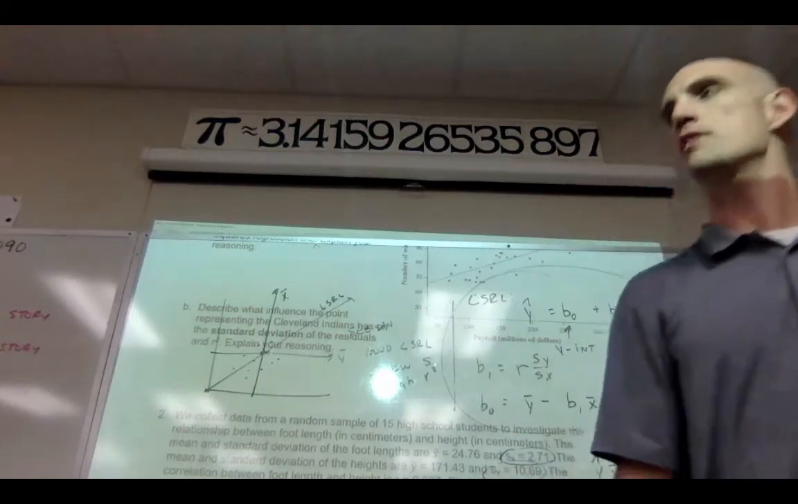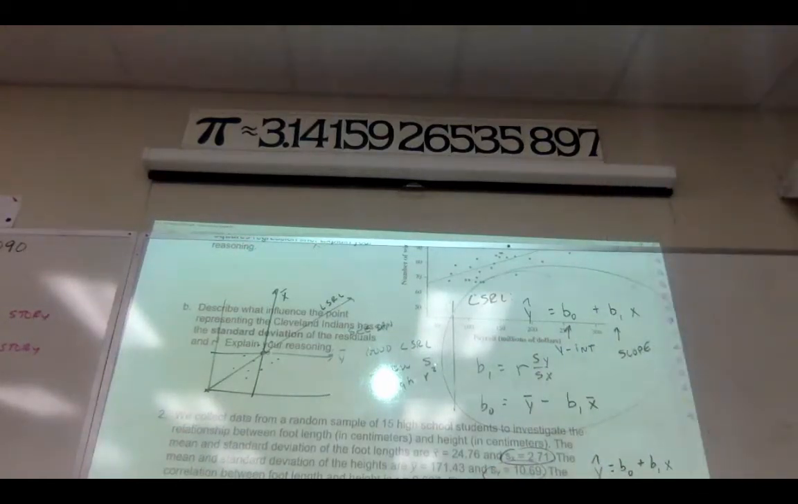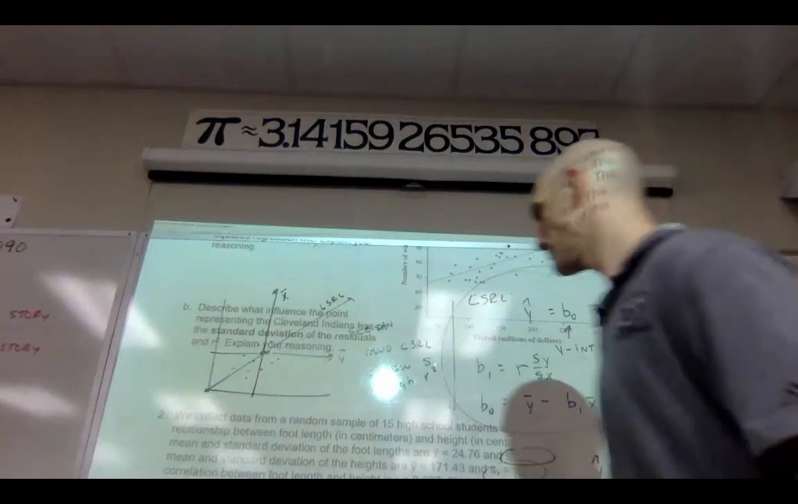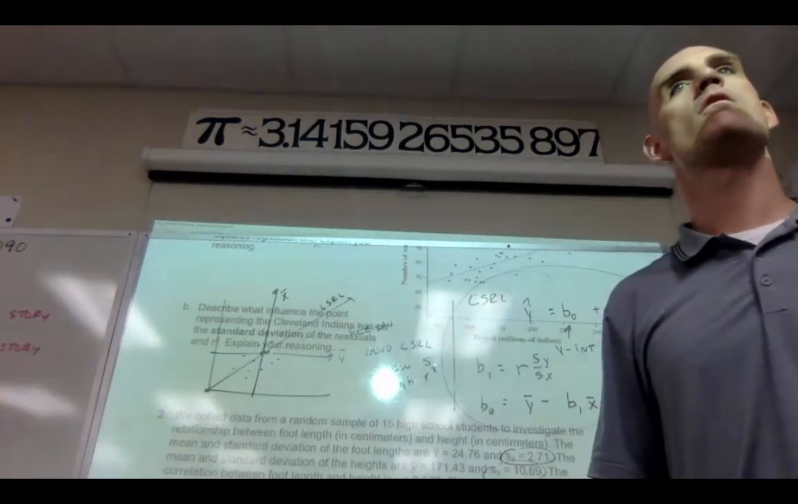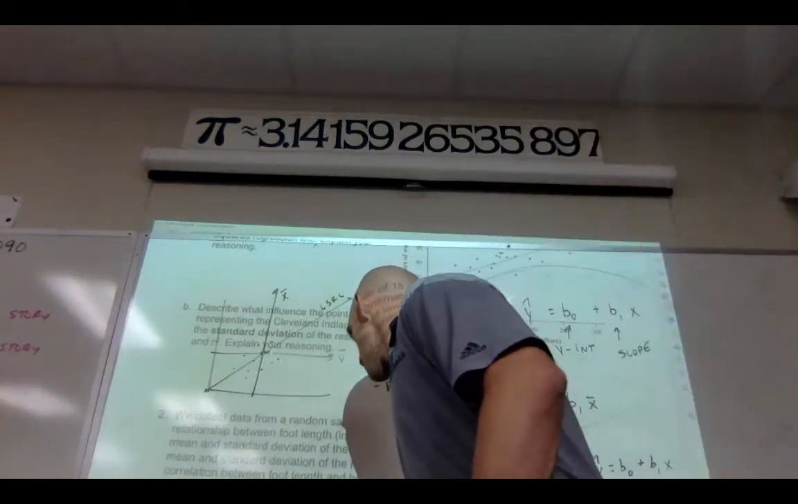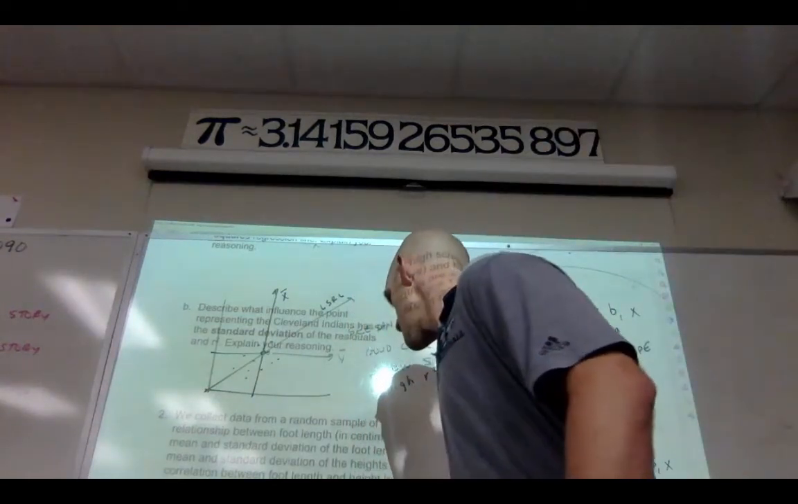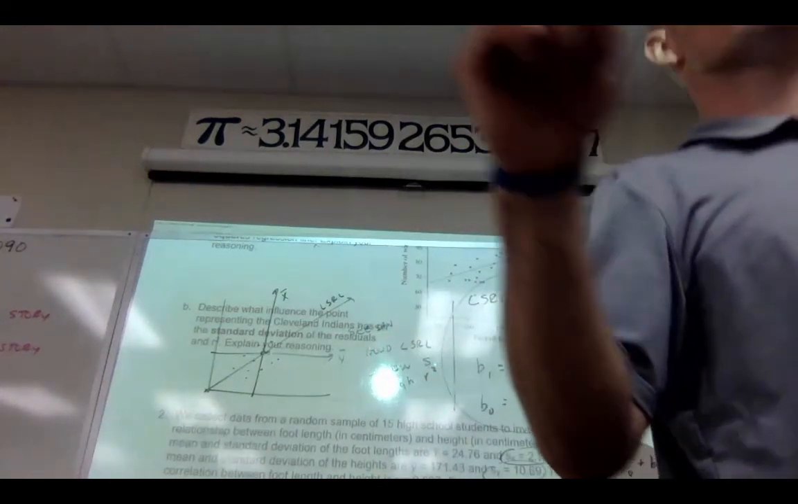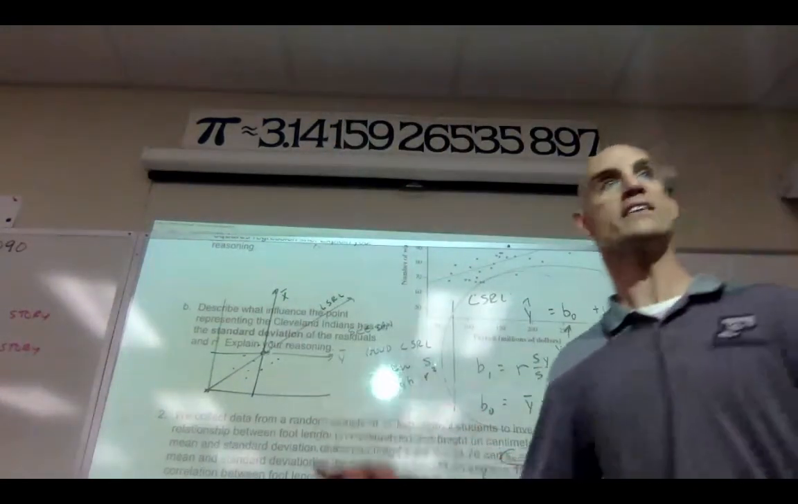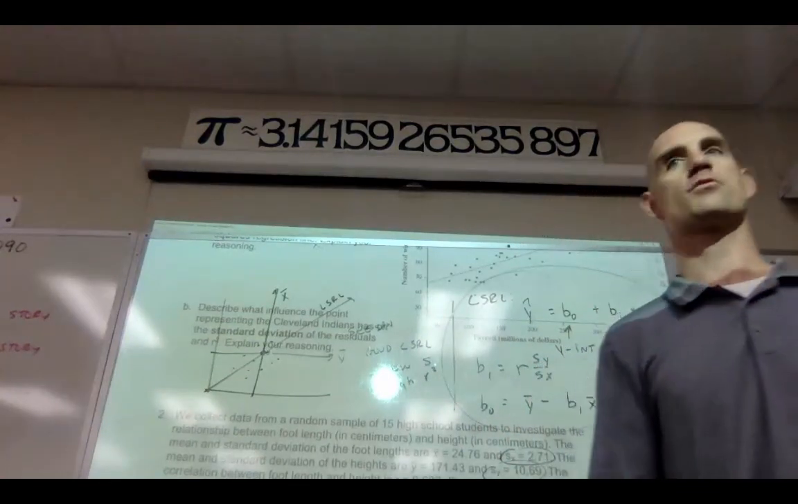What if I asked you, what is the r squared value for this? How would you find that? Square the r. Square it. I'm going off the cuff here. What'd you get? 0.486. So 48.6% of the variability in height is accounted for by the least squares regression line.